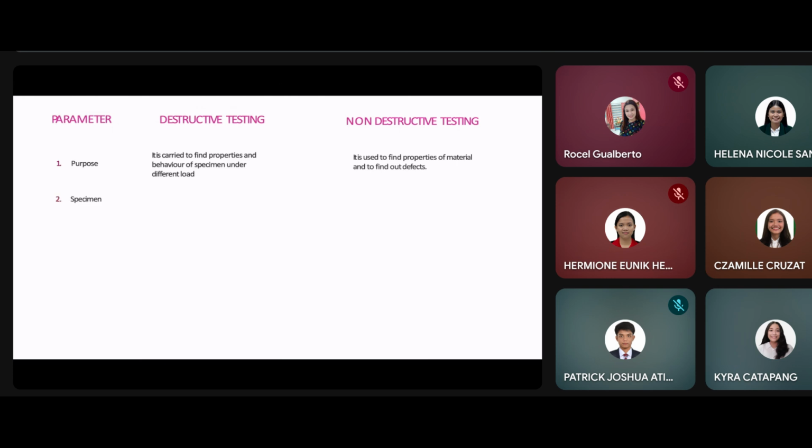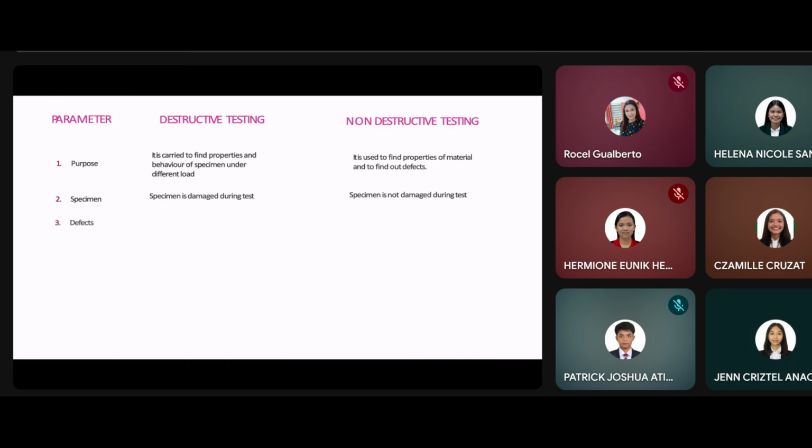If we think about the specimen that we use for this kind of testing, whenever we carry out destructive testing, the specimen will be damaged and hence the name destructive testing. But at the same time, non-destructive testing, or NDT, will never damage the specimen. Hence it is very useful for small scale manufacturing.